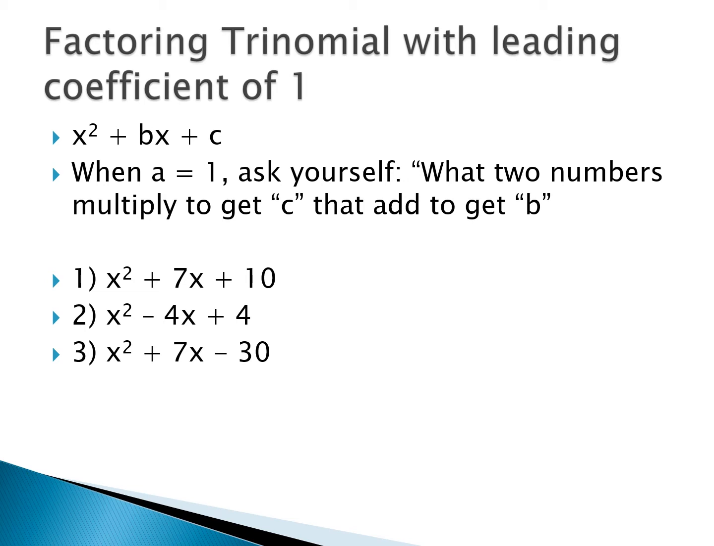So for this one, factoring trinomials with a leading coefficient of 1. So for this one here, we've got x squared plus 7x plus 10. For all of these where the leading coefficient is 1, this is a little bit of a review, this phrase: what two numbers multiply to get the third number and add to get the second. So see if you can decide, okay, what two numbers multiply to get the third and add to get the second. Those are going to be the numbers that go into your binomials.